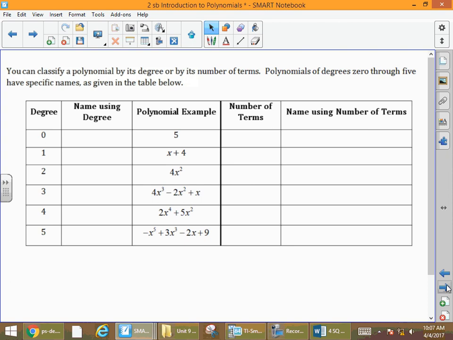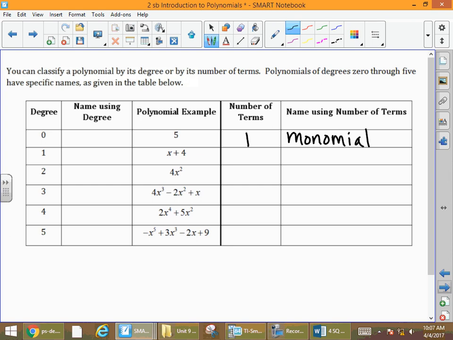So the first degree that we're going to deal with is the 0 degree. And here's an example of a 0 degree. It's 5. What do we call something like the number 5? Tiffany? It's a monomial, which is the name using the number of terms, because there's only one term there. But if it's just 5, the name of a 0 degree is called a constant.